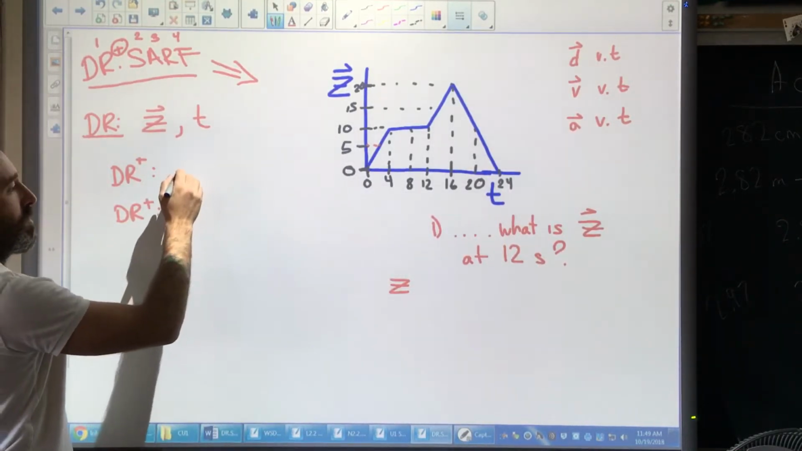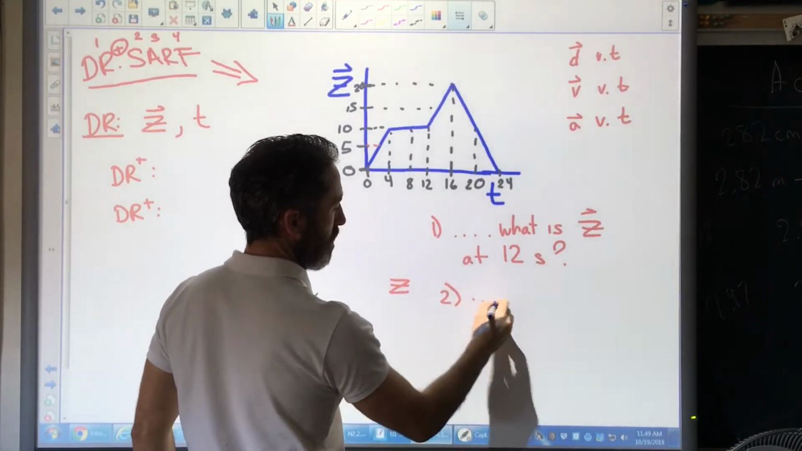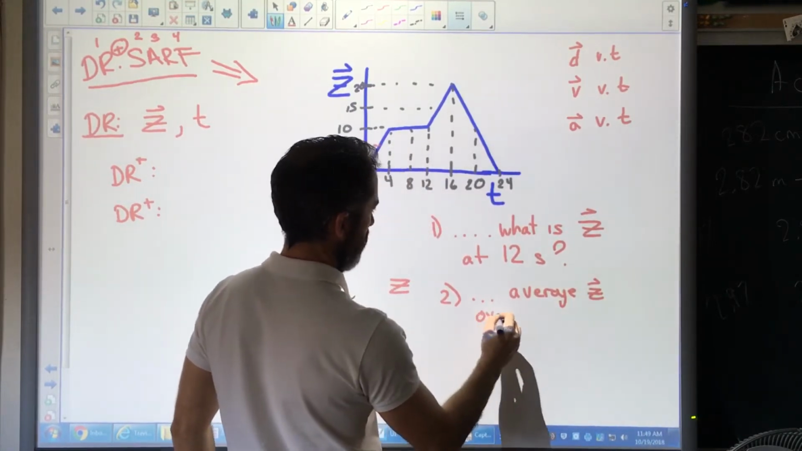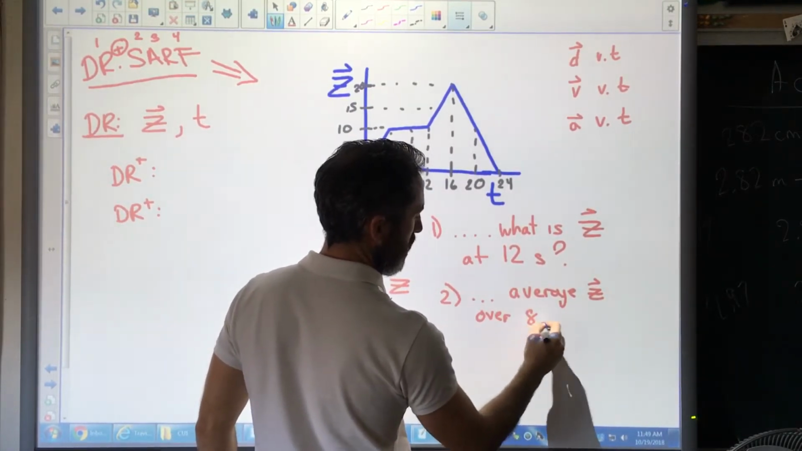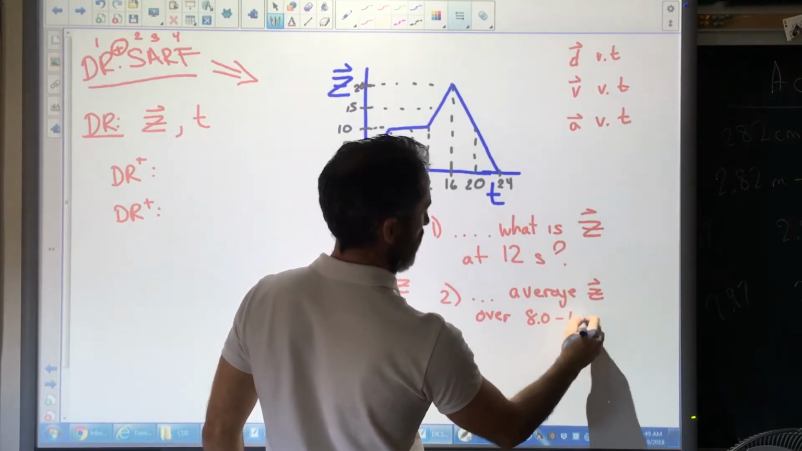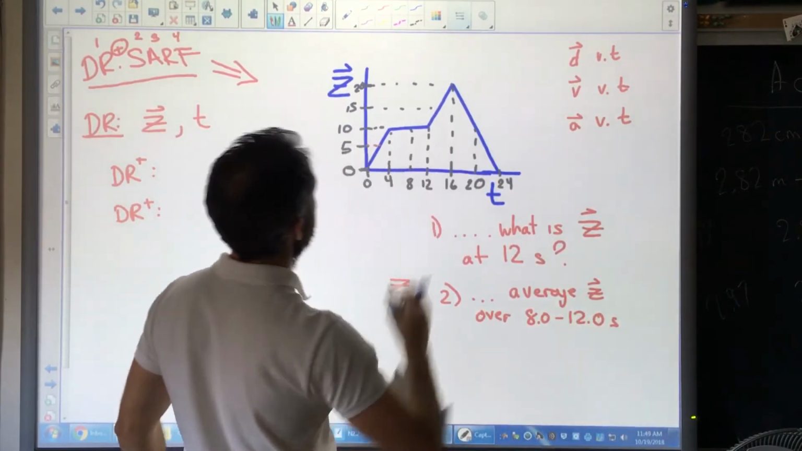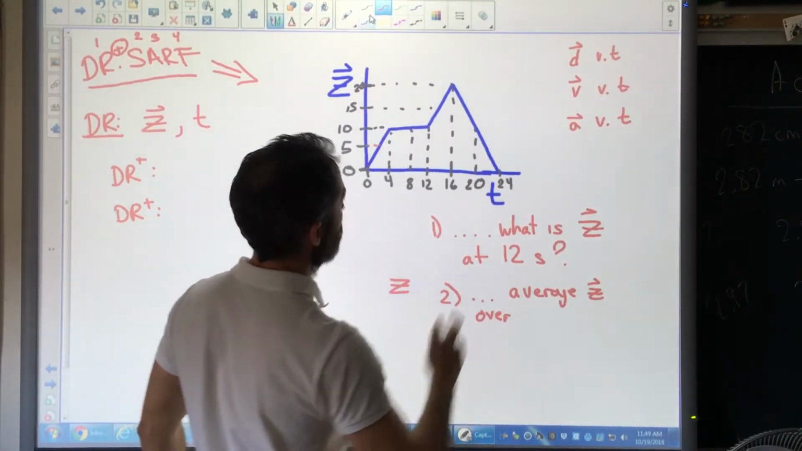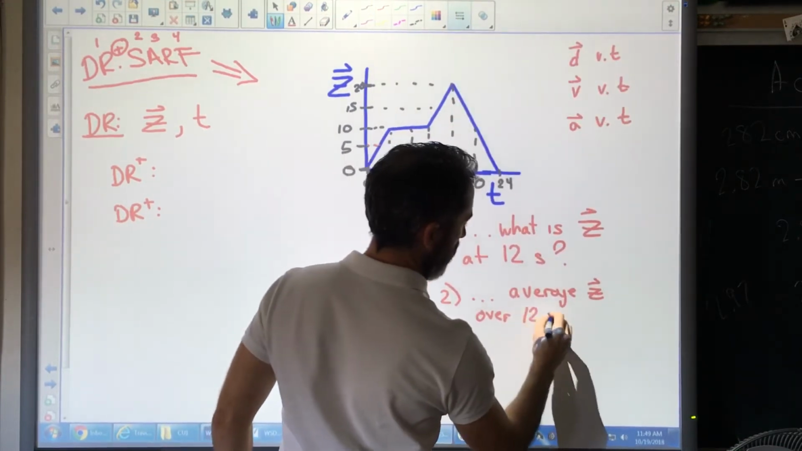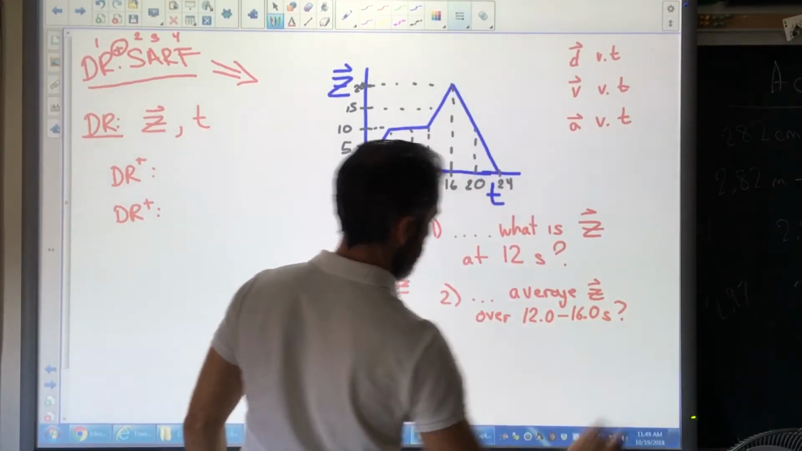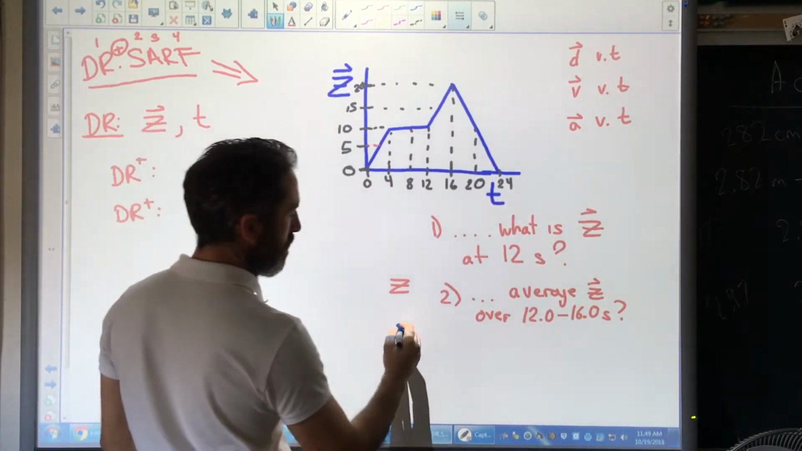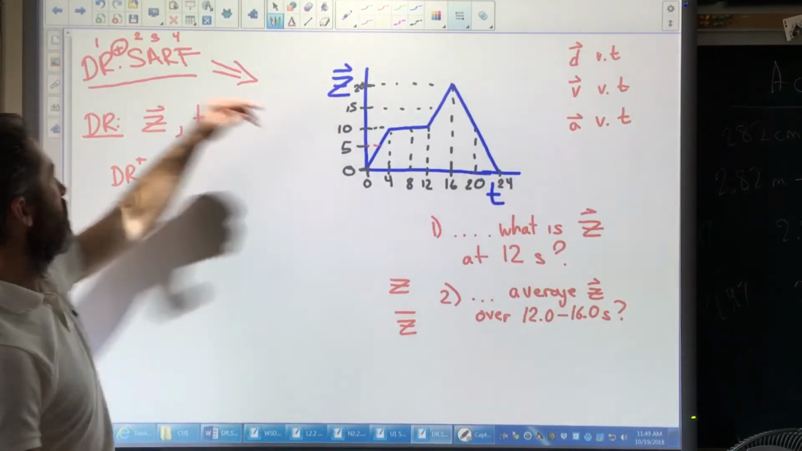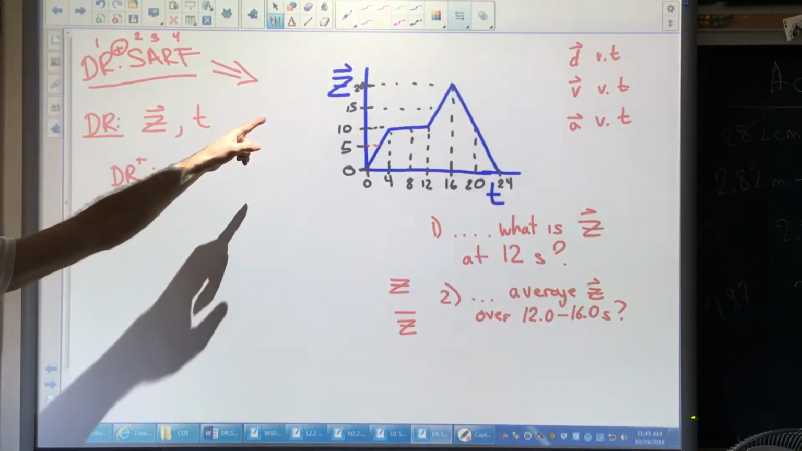We might, for example, want to know, find the average Z over 8 to, let's see, 12 seconds. Or let's pick one that's a little more interesting up here, actually. Let's pick 12 to 16 seconds. That's a little more interesting. Over 12 to 16 seconds. Well, what do we want? In this case, we don't want Z. We want something very similar. We want average Z. But it is still Z, which you do see on the axis, which means it is direct read. You've directly read what you want on the axis.